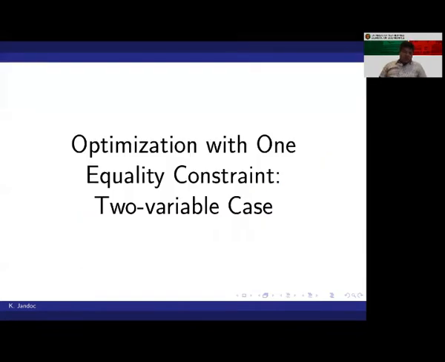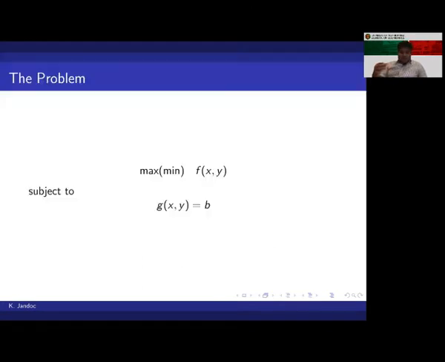Let's go to the first case where we deal with optimization problems with one equality constraint. So this is the operative word. We only have one constraint, and it holds with equality. It has an equal sign. And then we have two variables in our function. So this is the problem. We want to maximize or minimize a function. Now this function is a function of two variables, x and y.